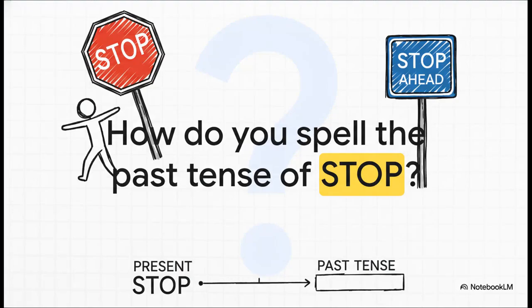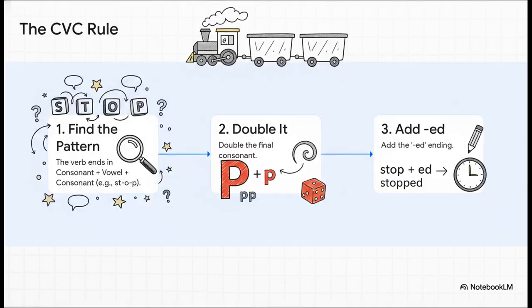Okay, next challenge. What's the past tense of stop? It's stopped with two P's. Now, why on earth do we double that P? Let's take a look. This is the famous CVC rule. CVC just stands for consonant, vowel, consonant. Take stop. You've got ST, that's a consonant sound, then O, a vowel, and P, a consonant. When you have that simple one-syllable CVC ending, you double the last consonant and then add your ED.